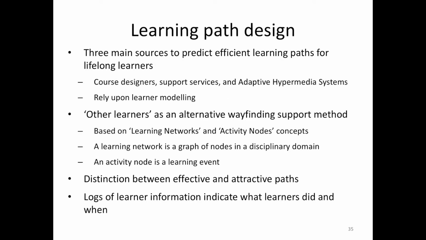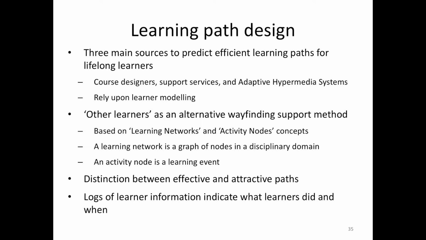For learning path design now, there are three main sources to predict the efficient learning paths for lifelong learners. All of these three rely upon learner modeling. These three sources are the course designers, the support services, and the adaptive hypermedia systems.